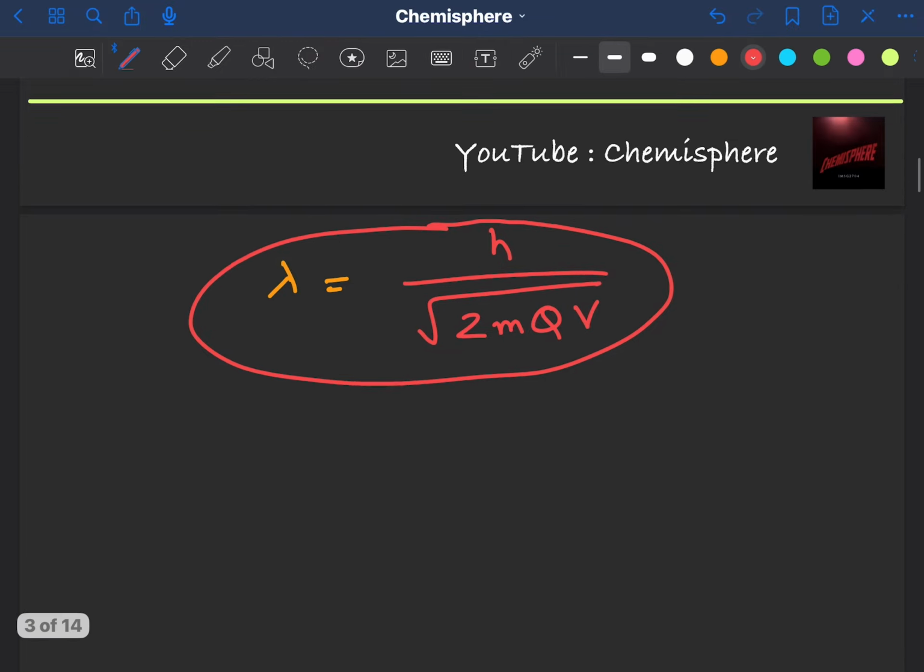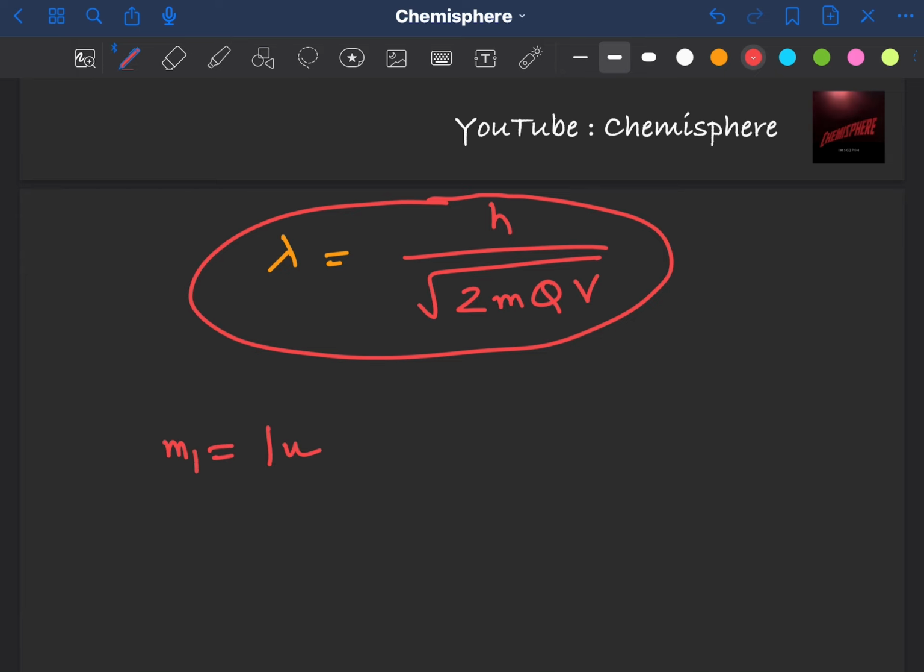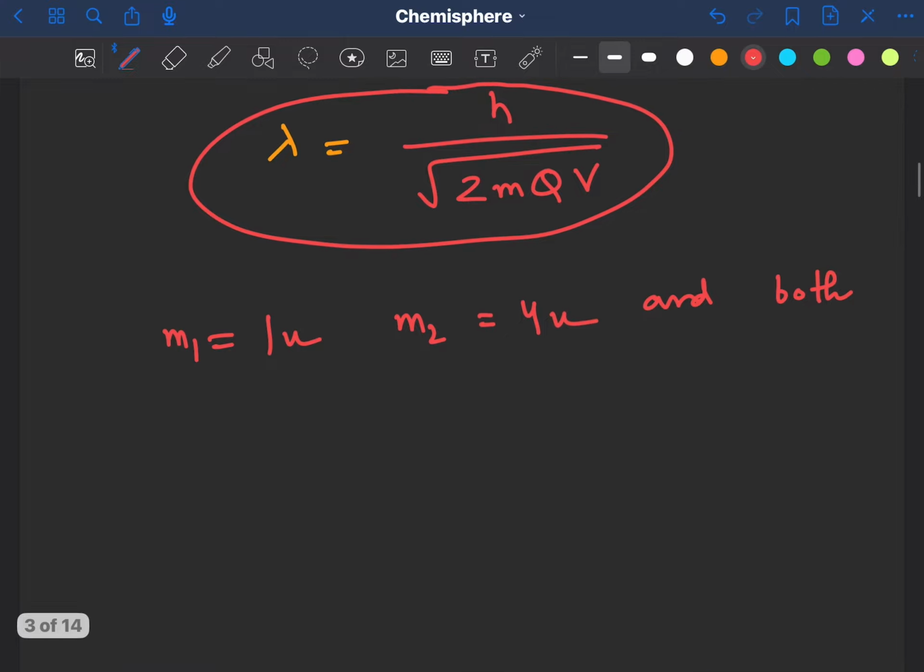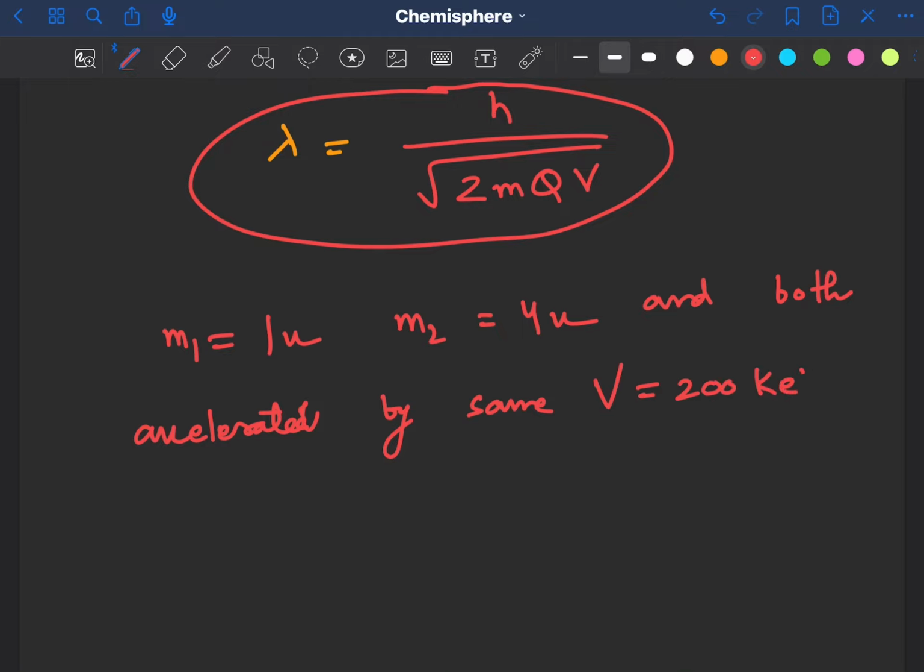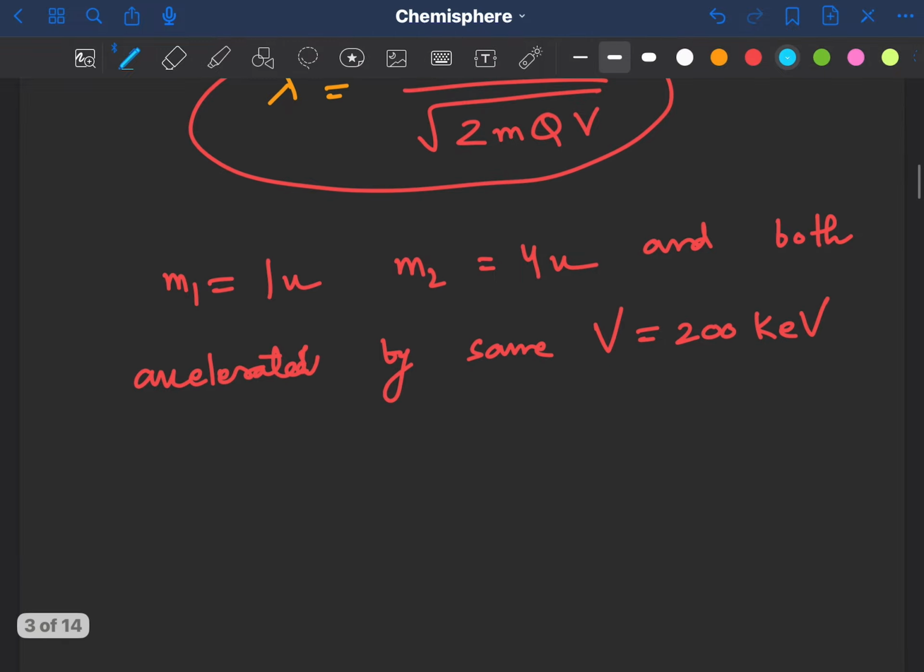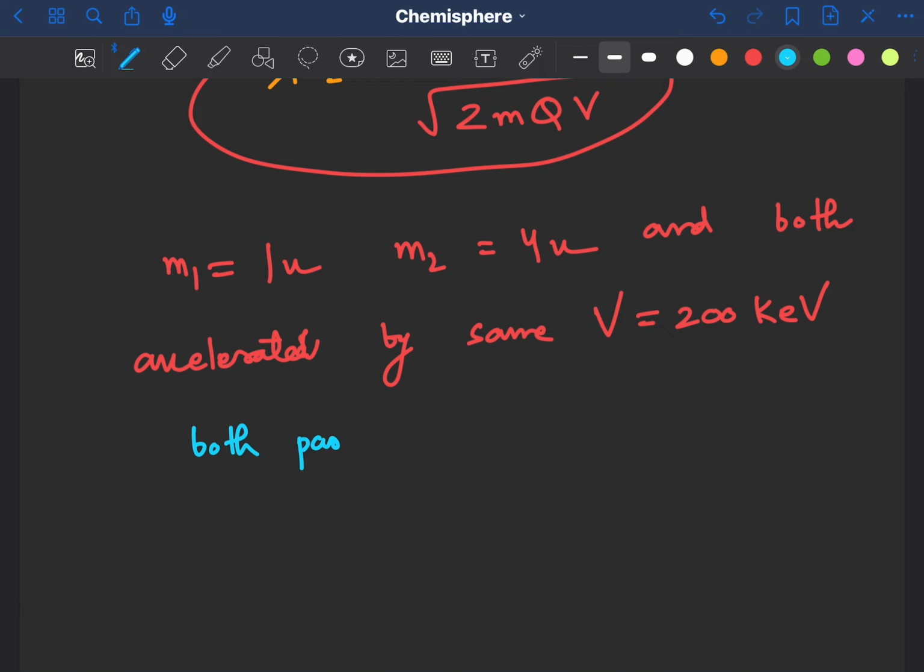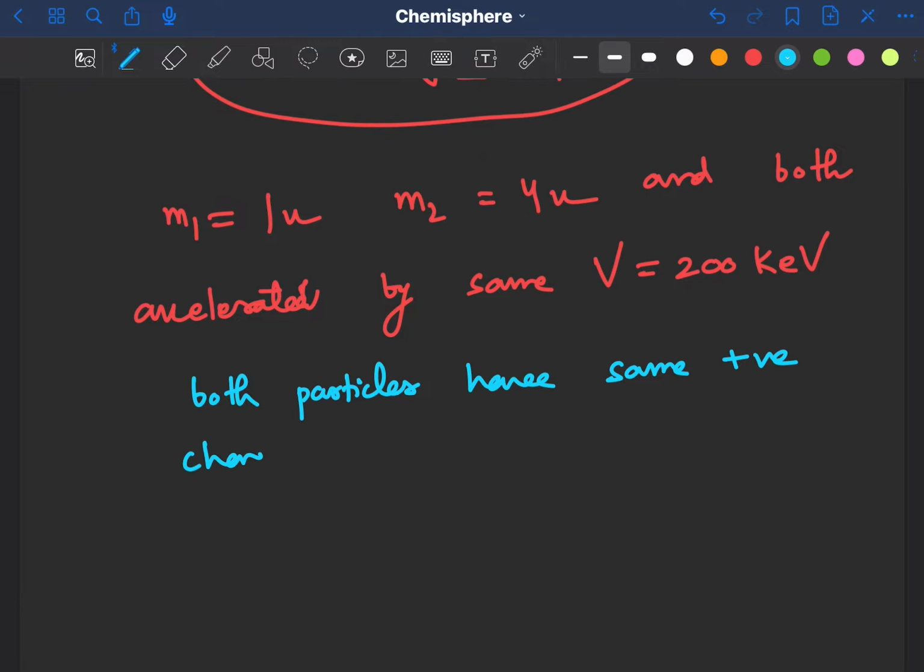Now in the question they have given us that m1 is equal to 1u and m2 is equal to 4u, and both are accelerated by the same potential, that is 200 kilo electron volt. Assuming that both the particles have the same positive charge, because the charge that they carry is not mentioned, I'm assuming that both particles have the same charge. Otherwise this question cannot be solved. So both particles are positively charged, and they carry the same positive charge q.